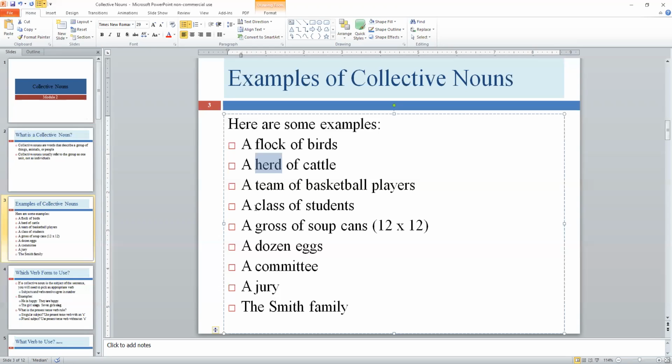A class of students. Again, you can't have a class unless you have more than one student. You could have a classroom that's empty, but the actual class is made up of the students.